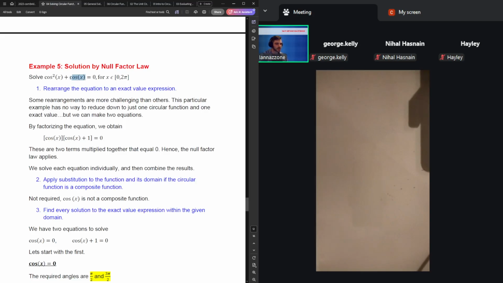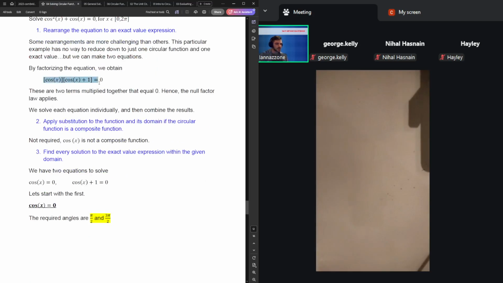What we'll notice is that there is a common factor of cos in both of these terms. This is cos squared, this is regular cos. So there are 2 copies of cos here, 1 copy of cos here. You can factorize one of those out. That's going to get you this. How does that get us one circular function on the left and an exact value on the right?